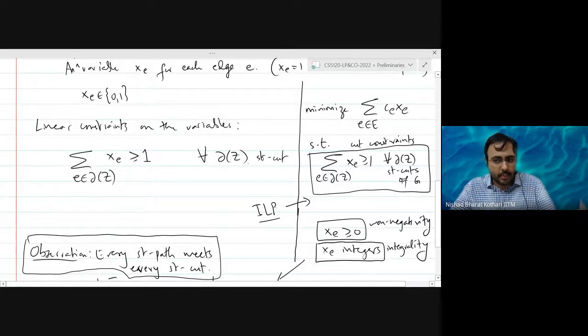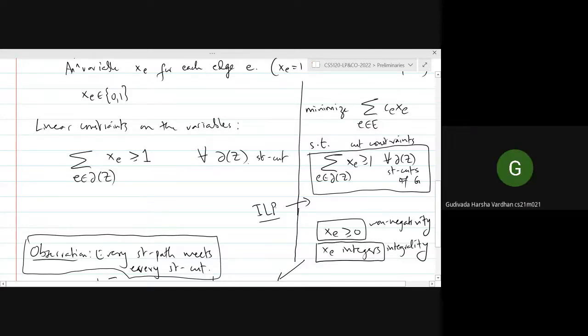I'm not looking at optimal solutions. I'm looking at all solutions. I'm just looking at the constraints. I don't care about the objective function. But just because an edge is part of the cut as well as the path, we cannot create the entire path from these edges, right?